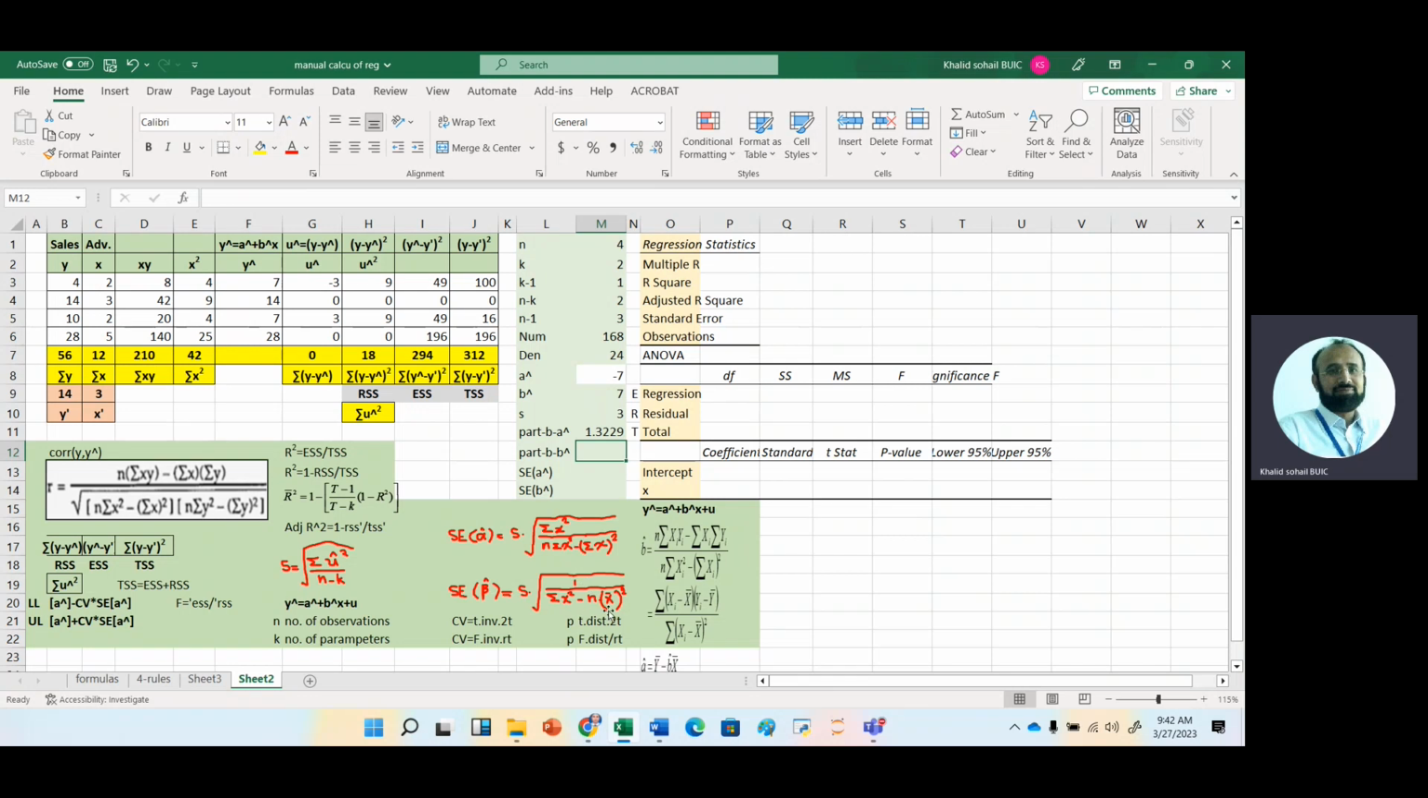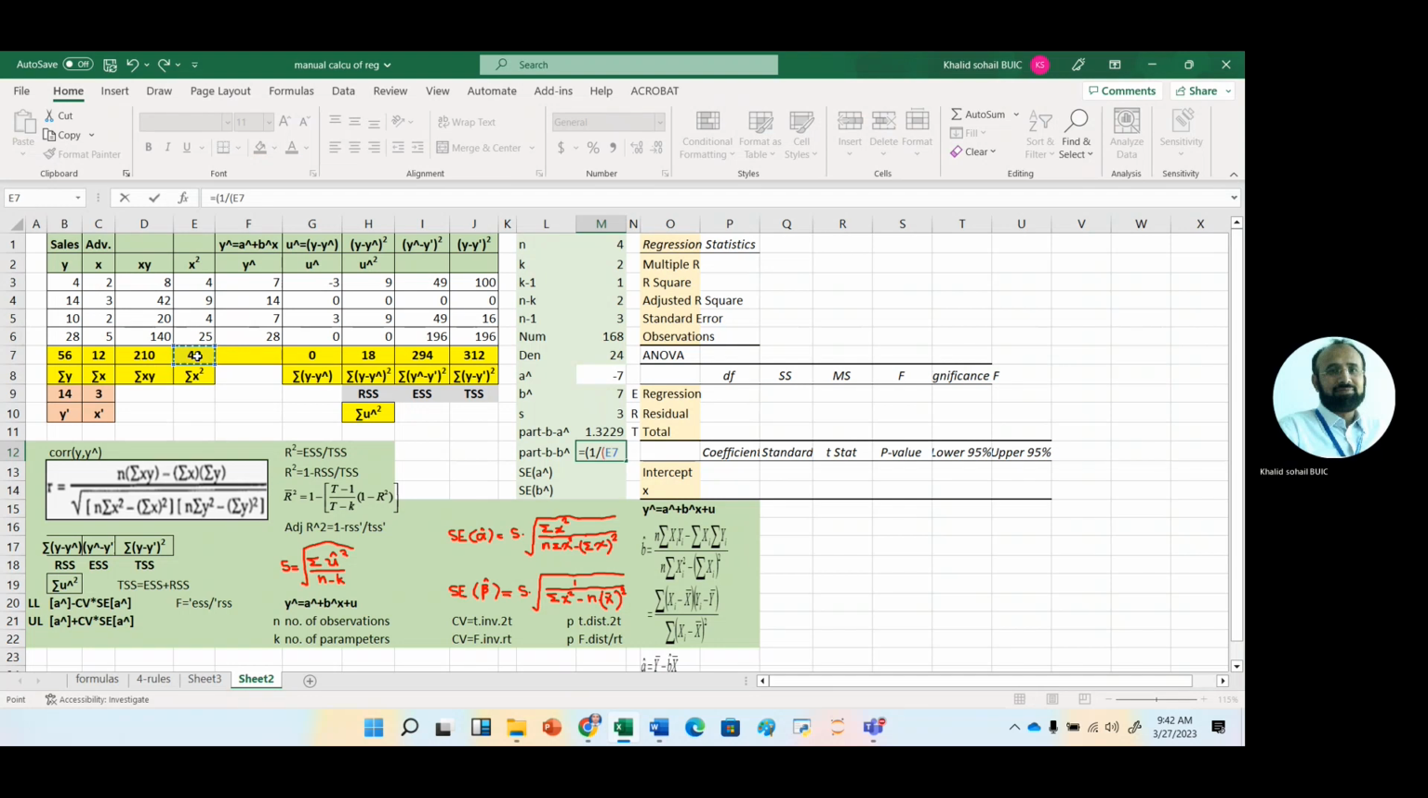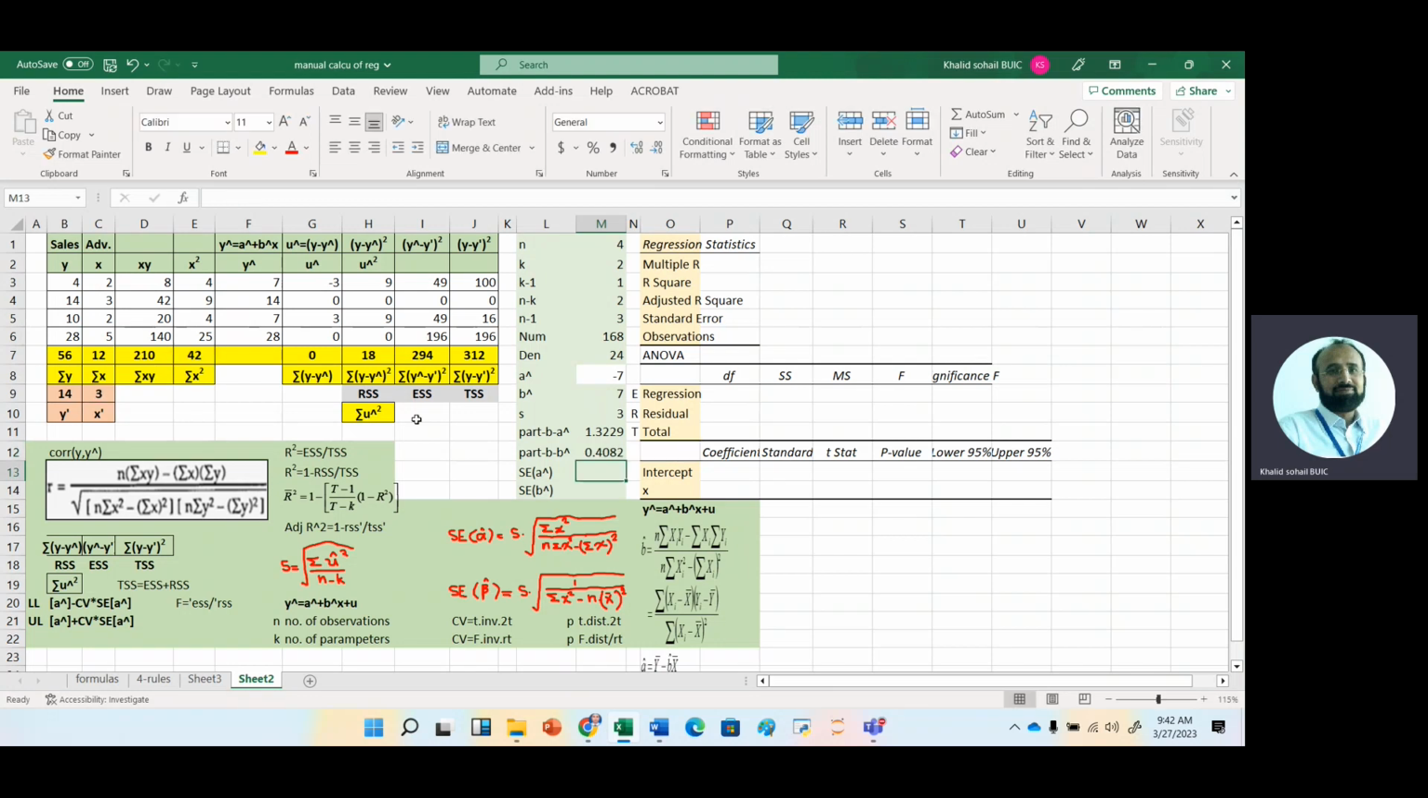is 1 by summation x square minus n x bar square. Again here, 1 divided by summation x square, that is 42, multiplied by minus n, that is 4, and multiplied by x bar square. Here we have x bar power 2, and we will take again its square root by putting power 0.5. So we have 0.4082.